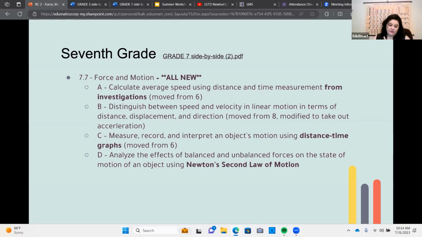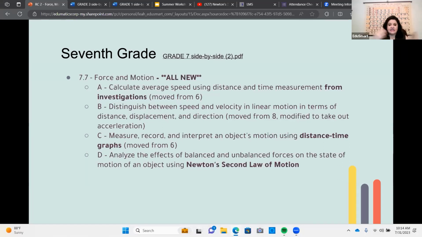B is distinguish between speed and velocity and linear motion in terms of distance, displacement, and direction. One misconception that students would often have is the understanding of acceleration versus velocity. So they've completely separated those terms to help avoid that misconception. Acceleration is taught in eighth grade, velocity is taught in seventh grade. And then C is measure, record, and interpret an object's motion using distance time graphs. That's the only thing that's really changed there. They moved it from sixth grade, but it's specific to distance time graphs.